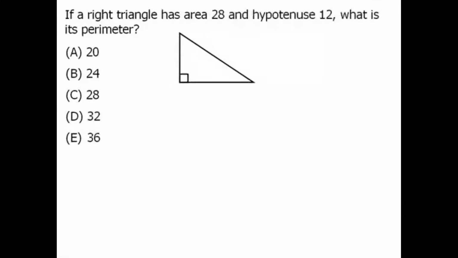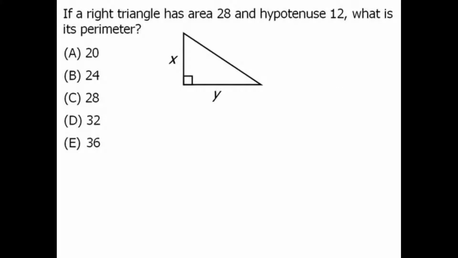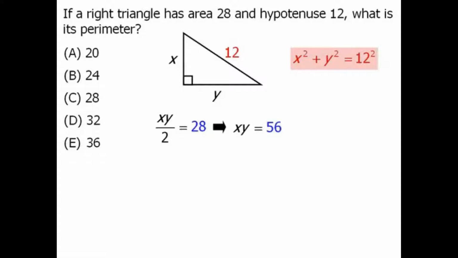To begin, let's let the legs of our triangle have lengths X and Y. Now, since our hypotenuse has length 12, we know from the Pythagorean theorem that x squared plus y squared must equal 12 squared. Also, since the area of this triangle is 28, we know that x times y over 2 must equal 28. Now, if we take this equation and multiply both sides by 2, we get the following equation. If we multiply both sides again by 2, we get 2xy equals 112.